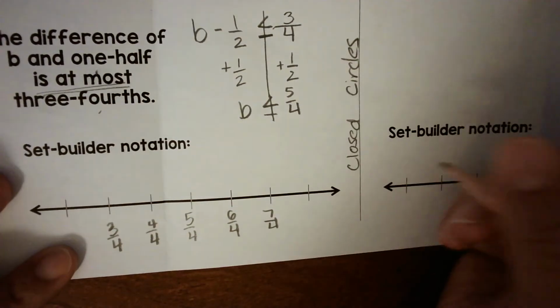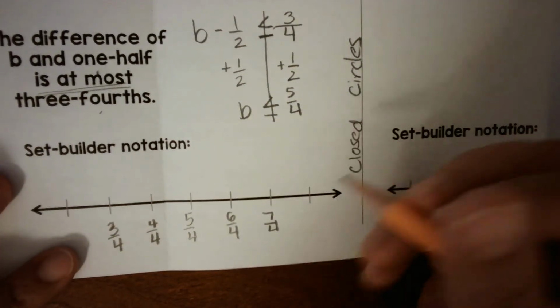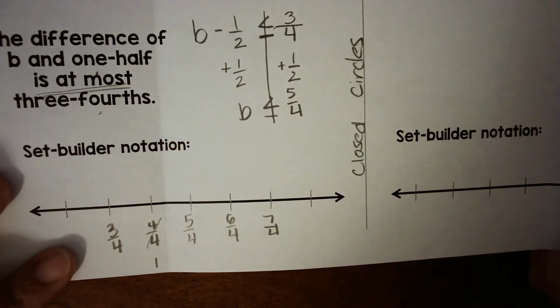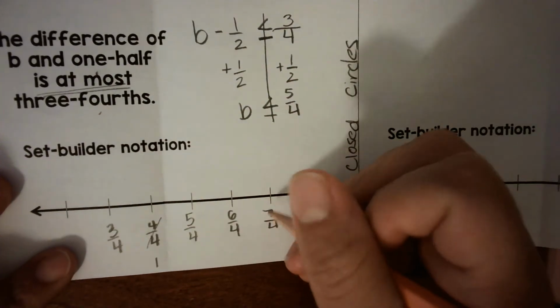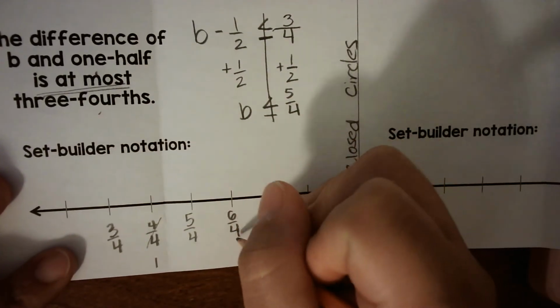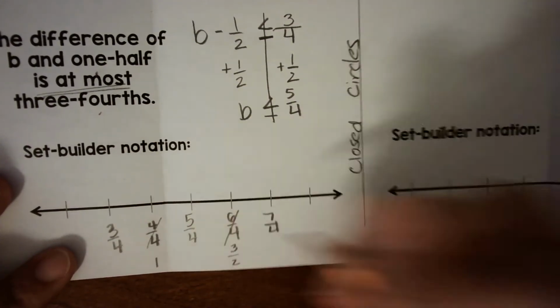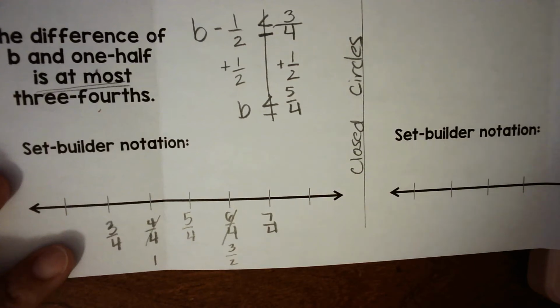We are supposed to simplify these fractions. So 4/4 is 1. So I'm just going to go like this. 6/4 is the other one that simplifies, 3/2, sorry. If you don't simplify the fractions, that's okay. But if you're able to, that's what I would prefer.